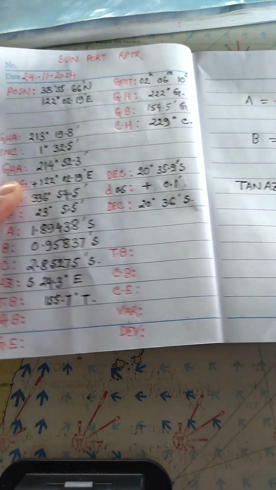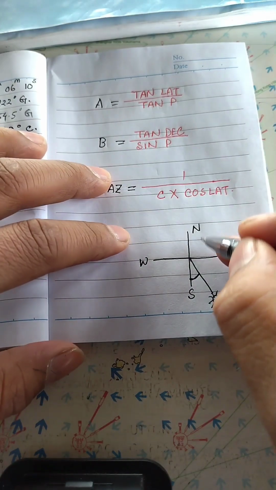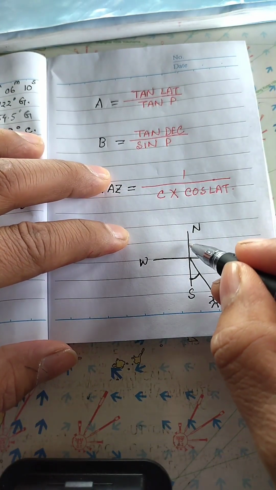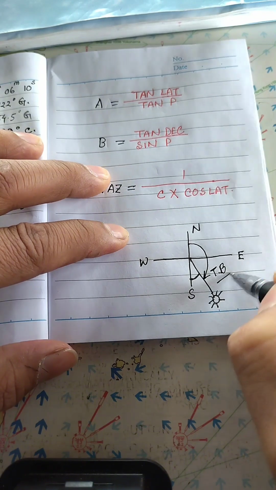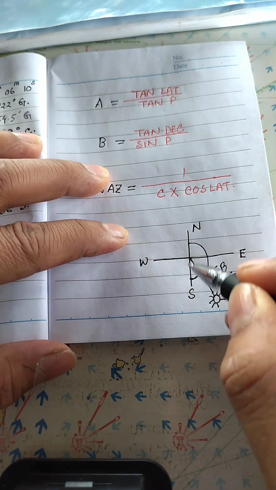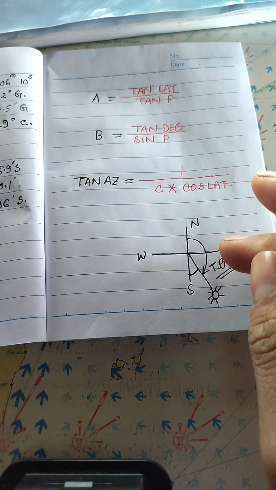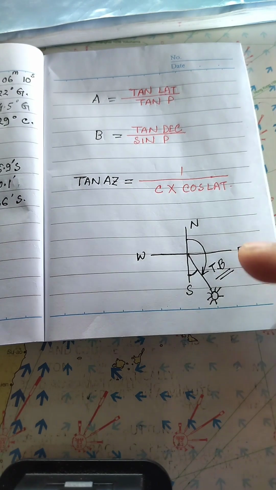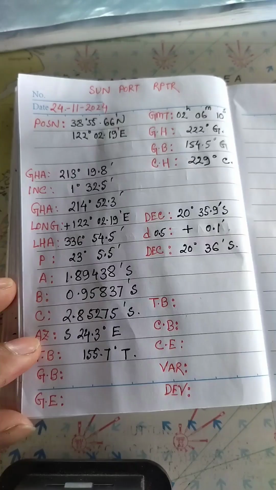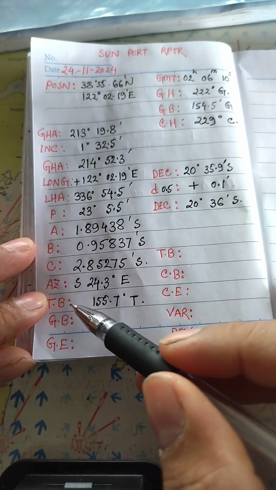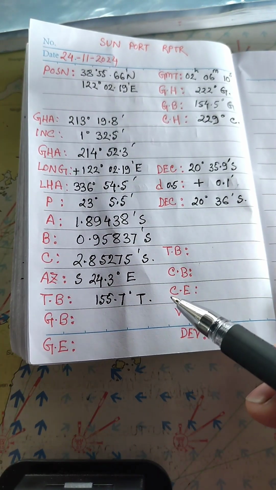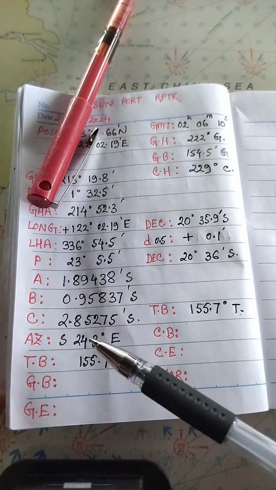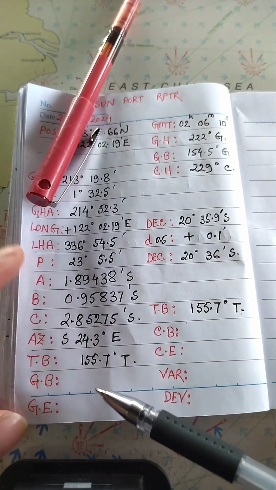So I need to find the true bearing. True bearing is always from the true north. Remember, guys, always from the true north. So this is your true bearing. So you just subtract 24.3 from 180 degrees. Then you can find your true bearing. Guys, after subtracting from 180 degrees, I found my true bearing is 155.7 degrees true.